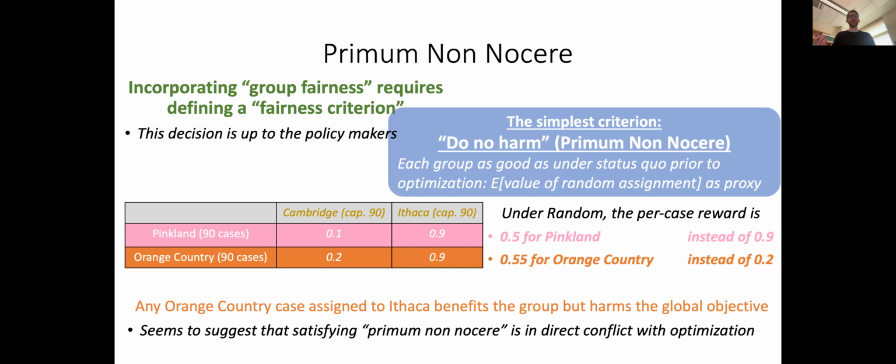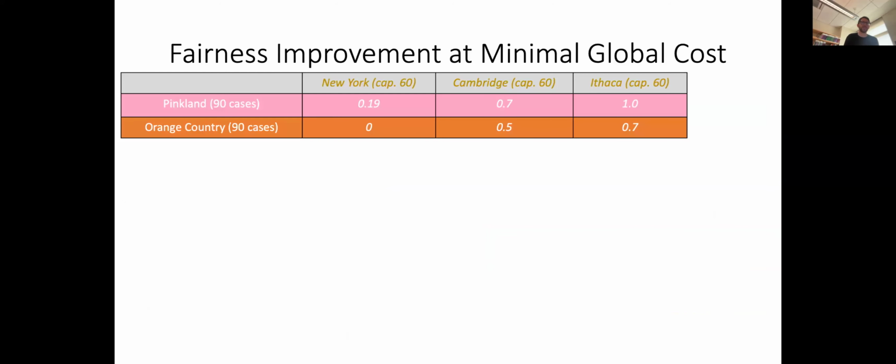So this suggests that in this example, at least, you really have an immediate trade-off: do you want to optimize or do you want fairness? And the more you optimize, the less fairness you get. The more fairness you get, the less you can optimize. That's, of course, not true in general.